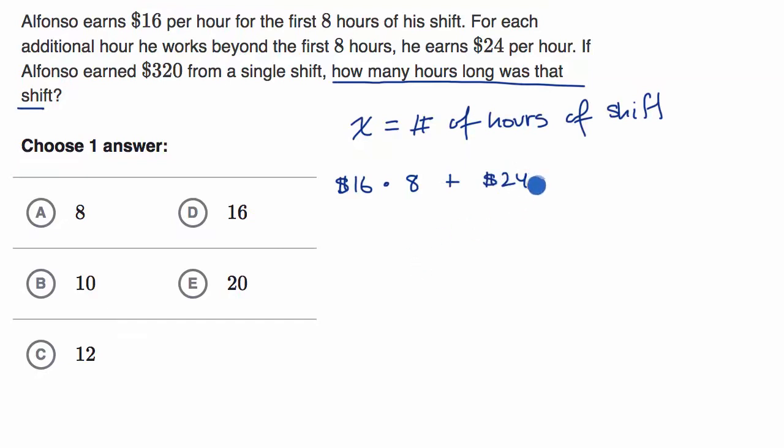hours. Now, what's going to be the remaining hours? You might be tempted to say X, but X would be his total shift. But we're saying the remaining hours after he works the first 8 hours. So the remaining hours would be X minus 8. So if, for example, X were 12, he's going to make $16 an hour for 8 hours, and then 12 minus 8, he's going to make $24 for the remaining 4 hours.